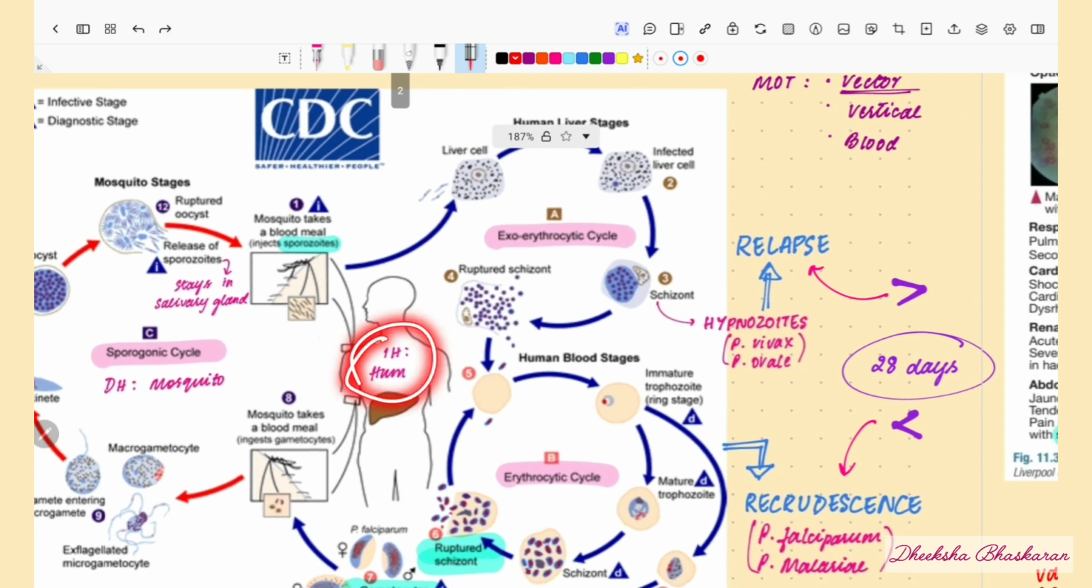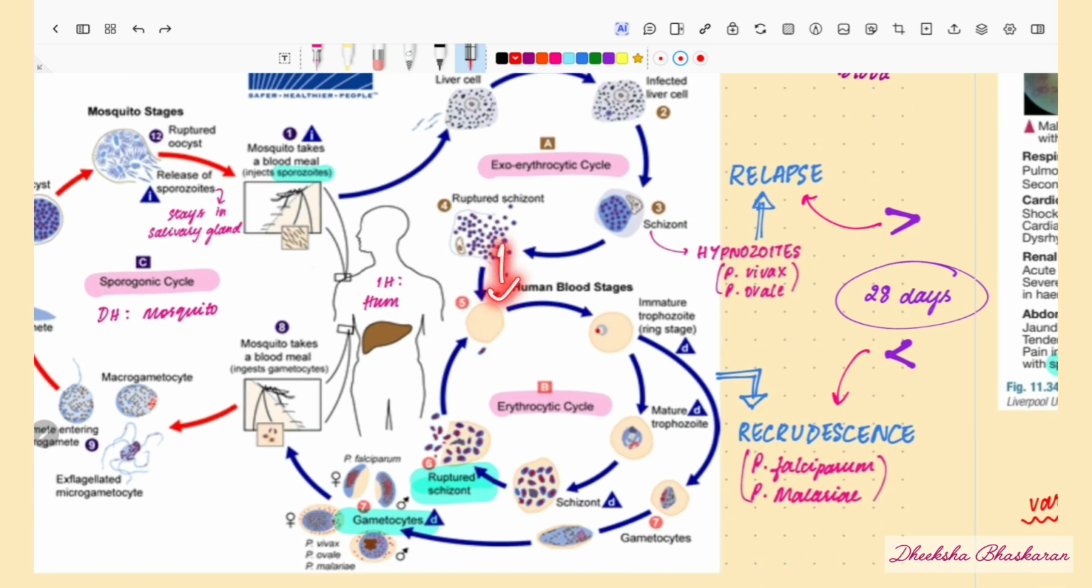How does a human get infected? The sporozoite is the infective form of the parasite, which stays in the mosquito's salivary gland. When the mosquito bites the person, these enter the blood of the human, and within 30 minutes or so they enter the liver cells. In the liver it develops into various forms. It infects the liver cell and then forms schizonts in the liver cell, and these schizonts further rupture and release what are called the hepatic merozoites. These hepatic merozoites then enter the blood.